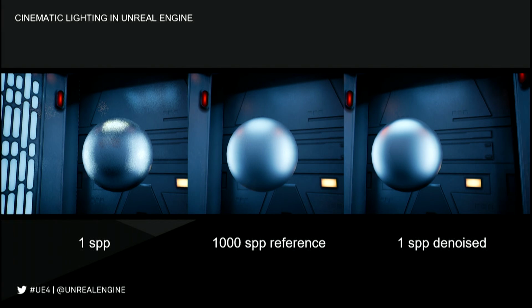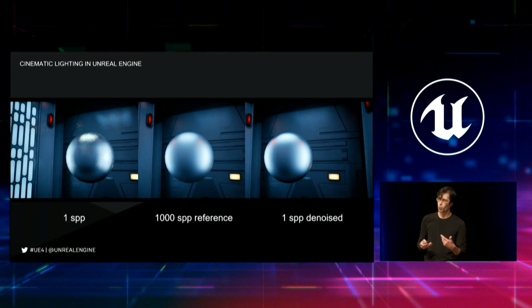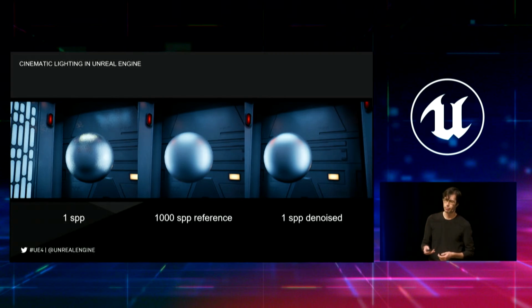Here's just an image showing you a little bit what the denoiser is capable of. On the left side, you can see what we obtain with 1 sample per pixel, which is a very noisy reflection. In the middle is the reference achieved by accumulating 1,000 samples per pixel, and on the right is what we achieve with 1 sample per pixel plus denoising.